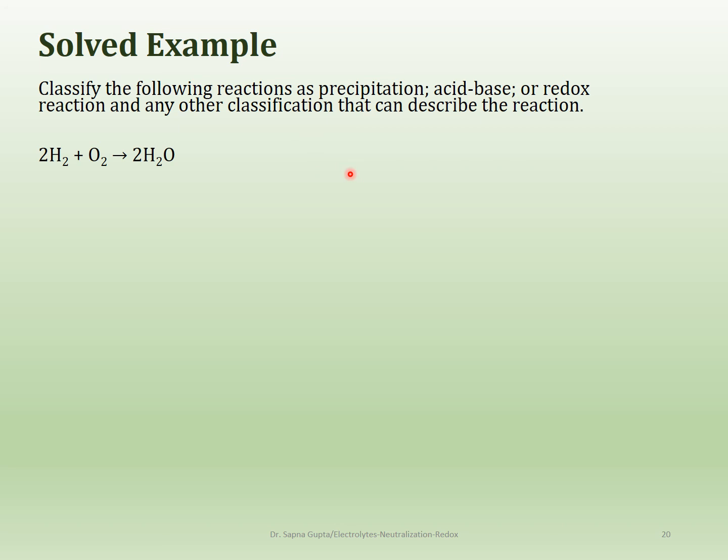Let's start with the first one, which is H2 plus O2 to give H2O, hydrogen plus oxygen to give water. So in this case, hydrogen is adding on oxygen, and it's a clear-cut case of redox reaction because hydrogen is undergoing oxidation. So this is a redox reaction. And this is also called a combustion reaction because the hydrogen is reacting with oxygen. Any reaction occurring in oxygen is called a combustion reaction. You can also classify this reaction as a combination reaction because hydrogen and oxygen are combining with each other.